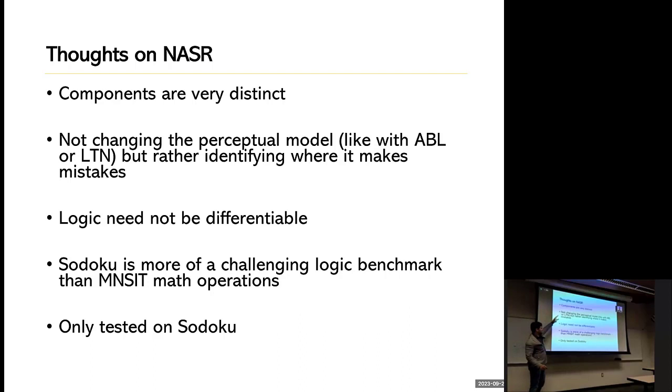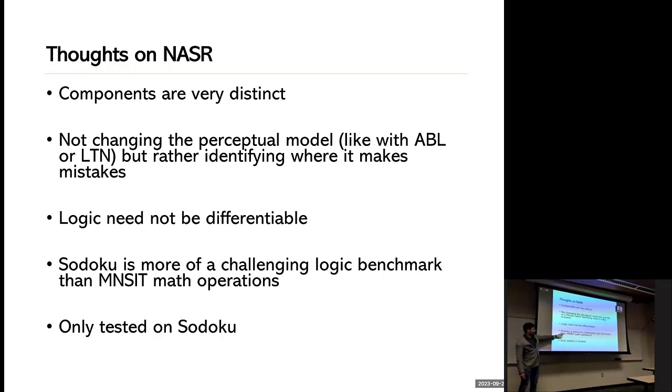It's not changing the perceptual model, but rather identifying, and actually this is slightly incorrect, it's identifying where the reasoning module makes mistakes. Although that said, I don't think there'd be anything that would prevent you from using this in the same way as ABL, directly on perception. The logic doesn't need to be differentiable, so that's kind of a plus.